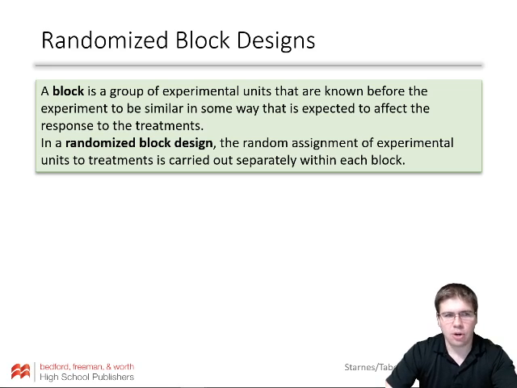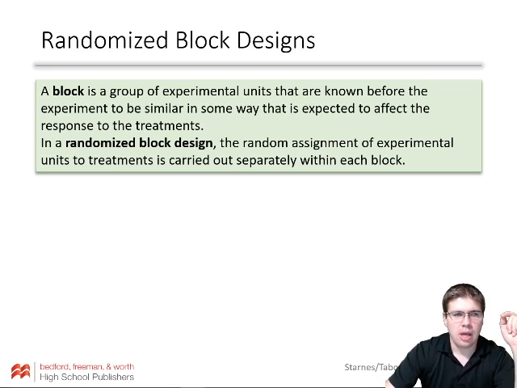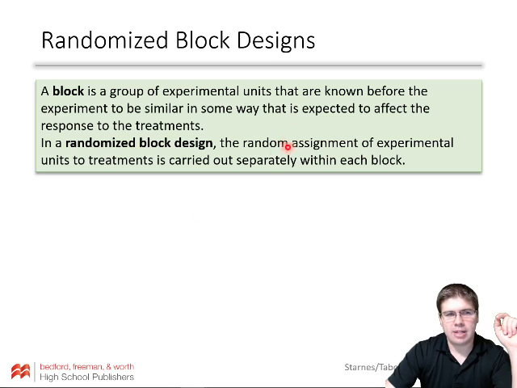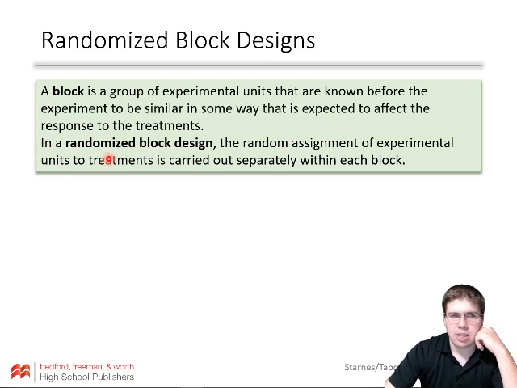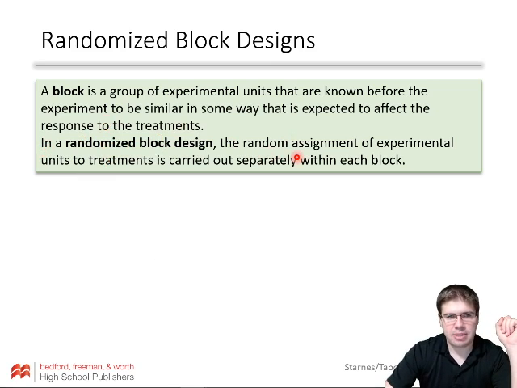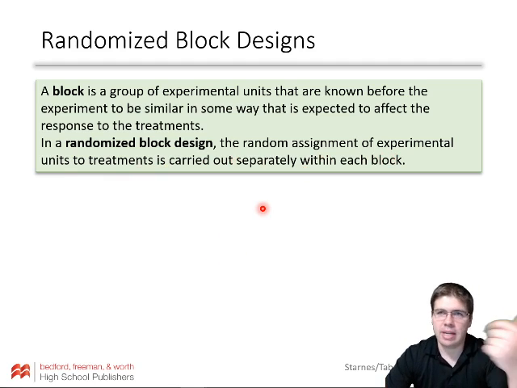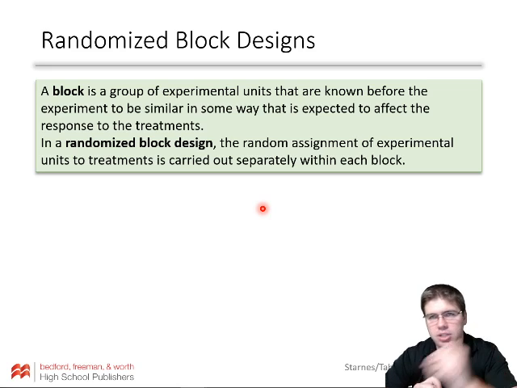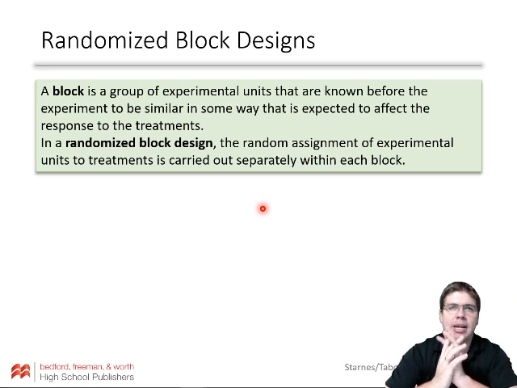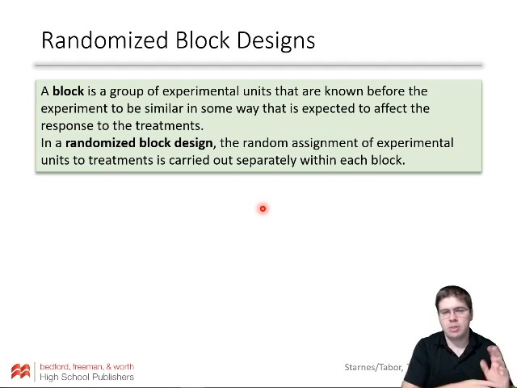Blocks are a group of experimental units that are known before an experiment to be similar in some way that is expected to affect the response to the treatments. In a randomized block design, the random assignment of experimental units to treatments is carried out separately within each block. Let's say we have gender, something we think is going to be related to a response variable. If I just did pure random assignment, I might by chance end up with more boys in one group or more girls in another group.